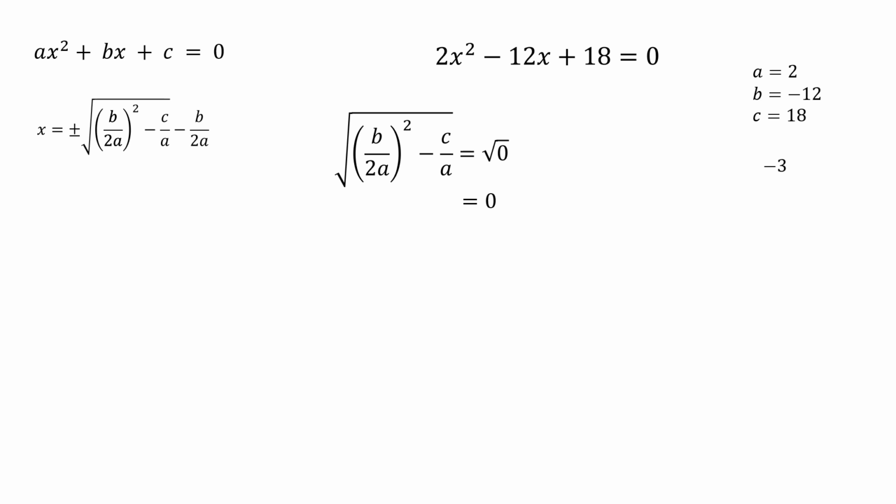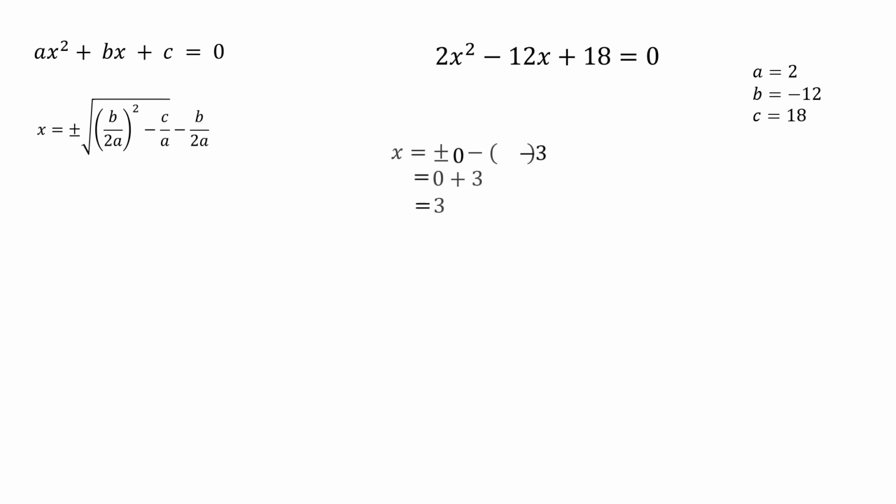And for the next part, we have to put the 0 and -3 into the formula. Here, we will only get one answer for x, because the positive or negative version of 0 is still 0. It holds the same value. So we'll get x equals 0 minus -3. And minus -3 will just be plus 3. 0 plus 3 and we get 3. So x equals 3.